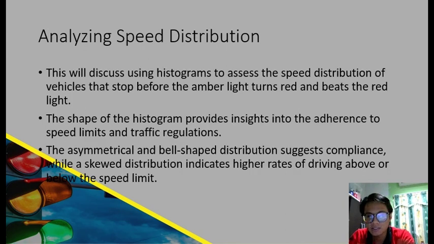Analyzing speed distribution. In this part we discuss using histograms to assess the speed distribution of vehicles that stop before the amber light turns to red and those that beat the red light. The shape of the histogram provides insight into adherence to speed limits and traffic regulations. The third one, a symmetrical and bell-shaped distribution suggests compliance, while a skewed distribution indicates higher rates of driving above or below the speed limit.